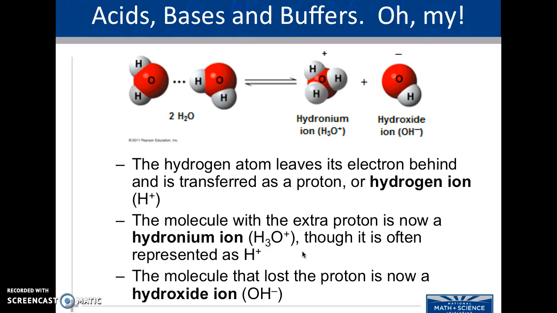These molecules are floating around all the time in water, and so when we actually describe water as H2O molecules floating around, that is inaccurate. It's usually a combination of H2O molecules, hydronium molecules, and hydroxide molecules.